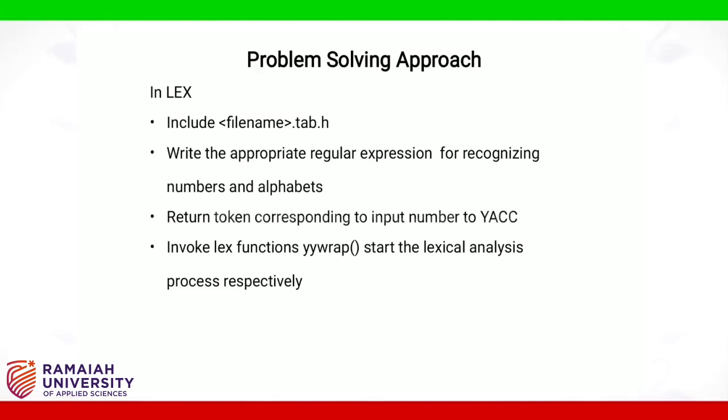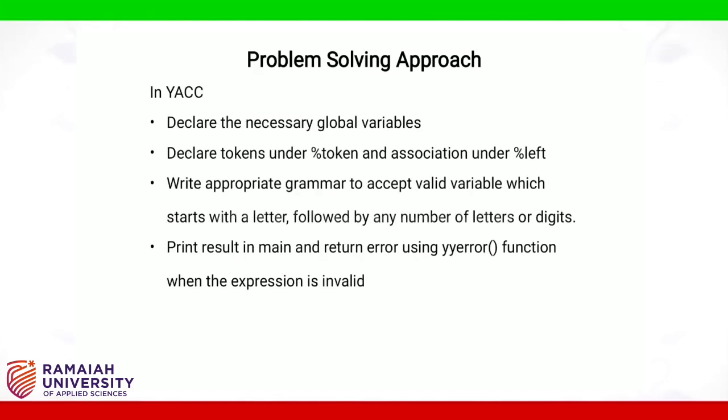token corresponding to input number to Yacc, invoke Lex function yywrap to start the lexical analysis process respectively. In Yacc, declare the necessary global variables, declare tokens under %token and association under %left, write appropriate grammar to accept valid variable which starts with a letter followed by any number of letters or digits, print result in main, and return error using yyerror function when the expression is invalid.